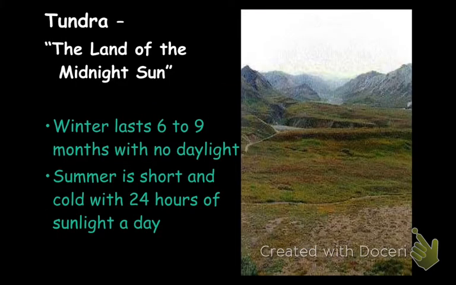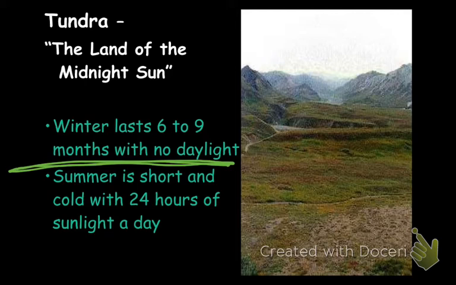The tundra is also known as an area that has perpetual night, and this is a big deal to know. So their winter can last up to 6 to 9 months, and they can also have no daylight during that time. So imagine going half of the year and it being nighttime the entire time, and then about half of the year where it's daytime all the time, but always very, very cold. We call this perpetual night because it goes on for so long.